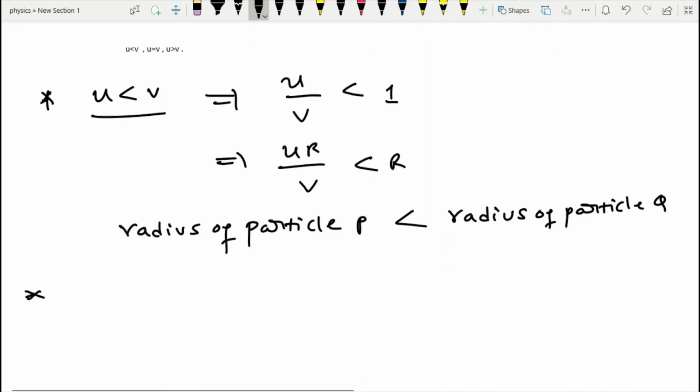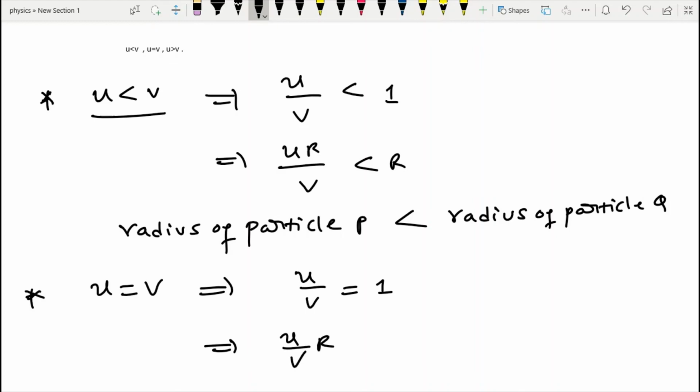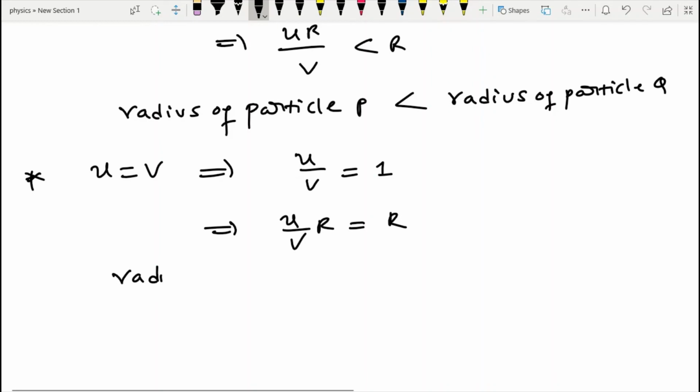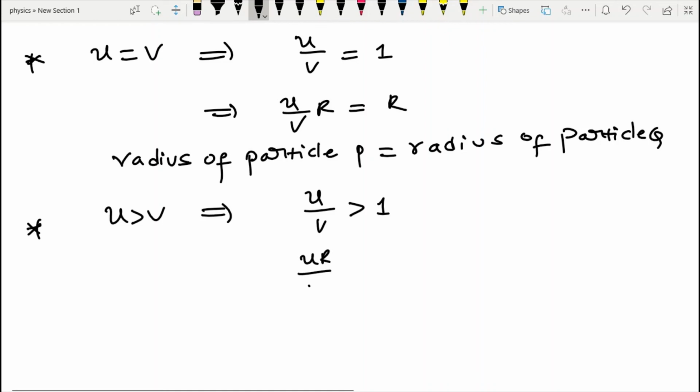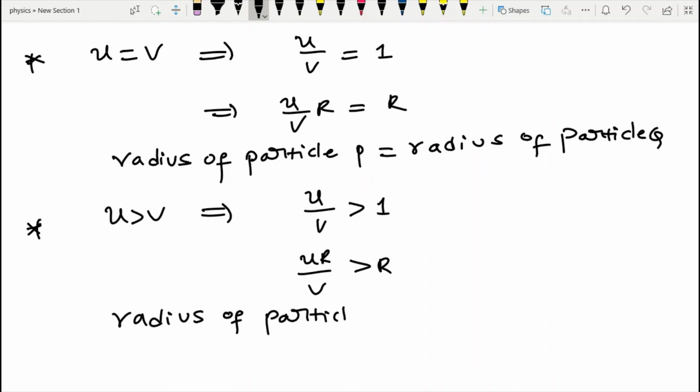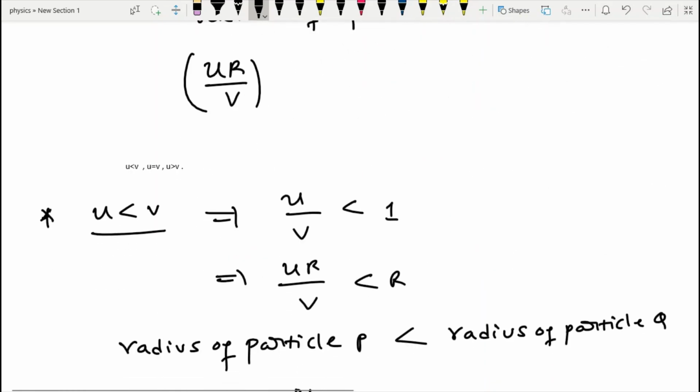That is the point. Next, if u equal to v, then u by v is equal to 1 and u by v into r is equal to r. That means the radius of particle P is equal to the radius of particle Q. And when u greater than v, then u by v is greater than 1, then u r by v is greater than r. That means the radius of particle P is greater than the radius of particle Q. So these are the cases. Okay, so those cases also we have discussed.